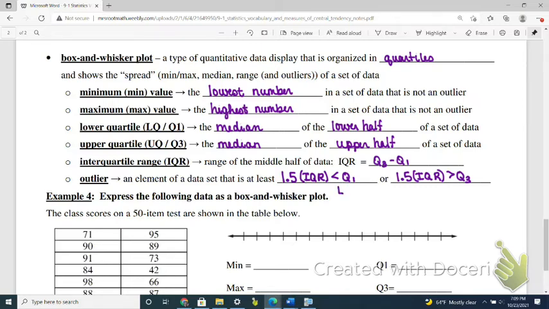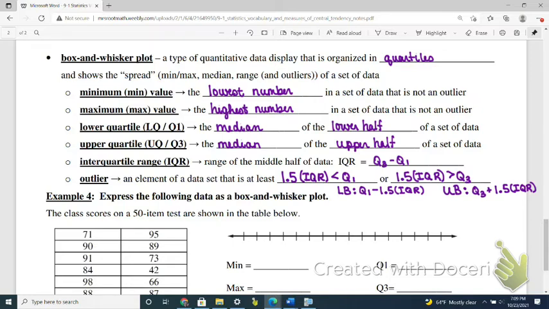So our lower bound is going to be Q1 minus 1.5 IQR. And your upper bound is going to be Q3 plus 1.5 times the IQR. And any data that is not between the lower bound and the upper bound is an outlier. So your outlier is simply a data point that doesn't fit with the rest of the data. It is too far removed from it.